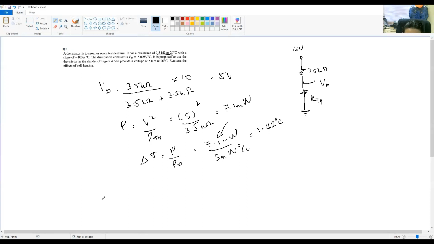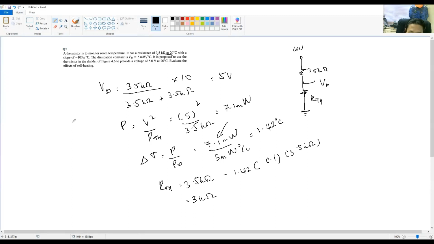But this means the thermistor resistance is really given by RTH, where you substitute the formula, 1 minus 0.1 times 1.42, and then multiply by 3.5 kilo ohms. So RTH equals about 3 kilo ohms. And so the divider voltage VD is 4.6 volts, while the actual temperature of the environment is 20 degrees Celsius, but the measurement indicates that this is not so. So clearly the system is unsatisfactory. So that is the solution for question number 5.